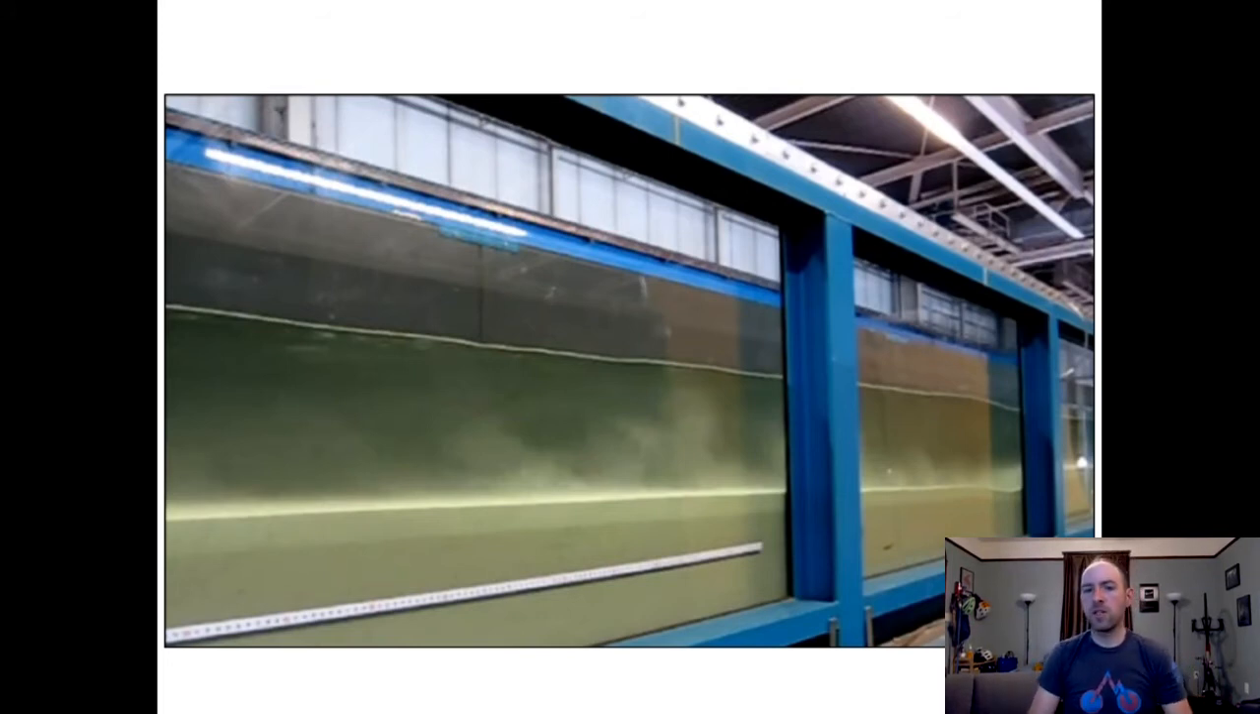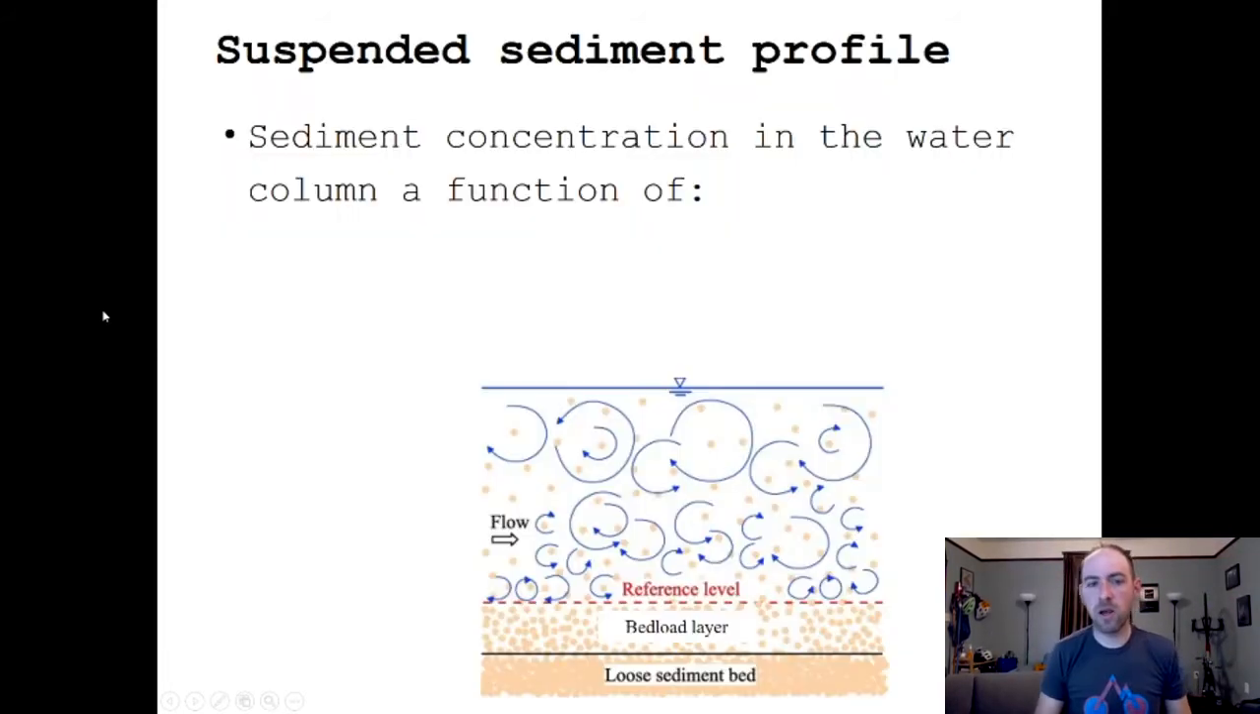Okay, and so you can think about suspended load concentration, how much sediment is in the water column, as a ratio of volume of sediment to volume of water, or mass of sediment to volume of water, or something like that. It gets reported in all of those different ways, as a function of how much turbulence is available to sweep sediment off the bed and eject it up into the flow, right? So that's one of the main drivers, right? And we can kind of talk about that here.